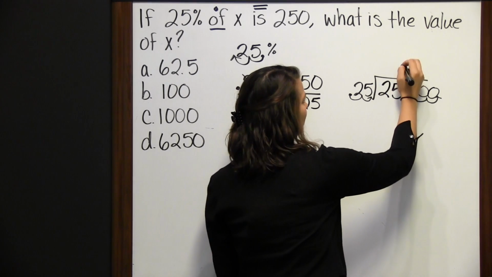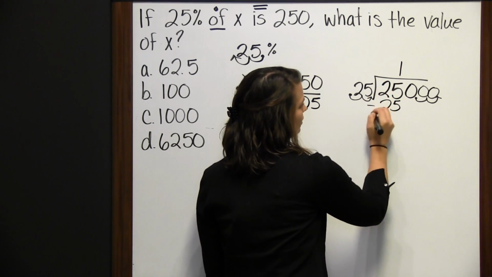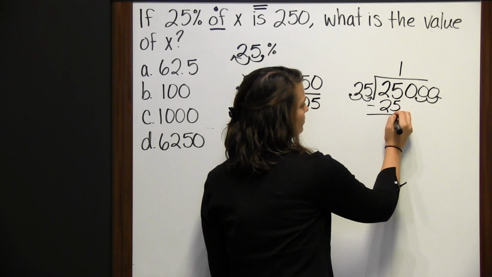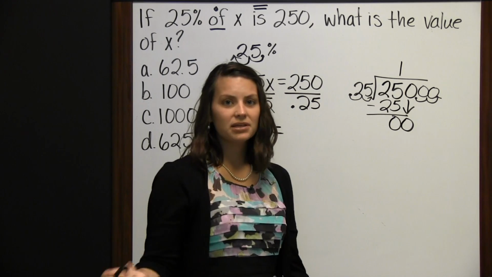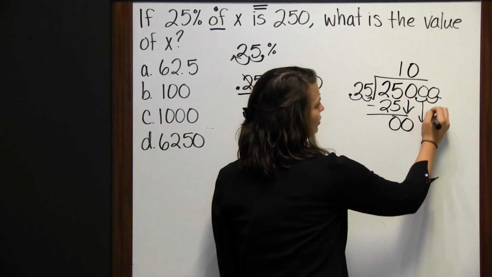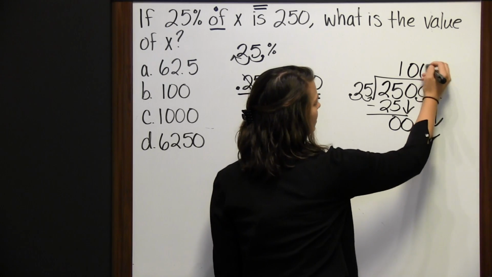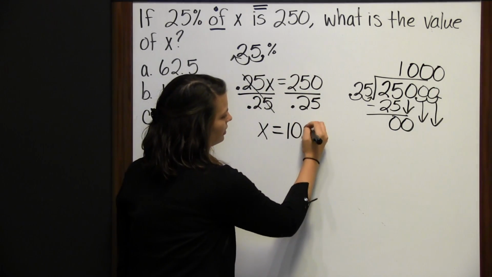25 goes into 25 1 time. 25 times 1 is 25, and we subtract and get 0. We bring down a 0, and 25 goes into 0 times. And that's going to keep happening for each one of these zeros. We're going to keep bringing down zeros, and we're going to keep getting zeros. So we end up with x is 1,000.